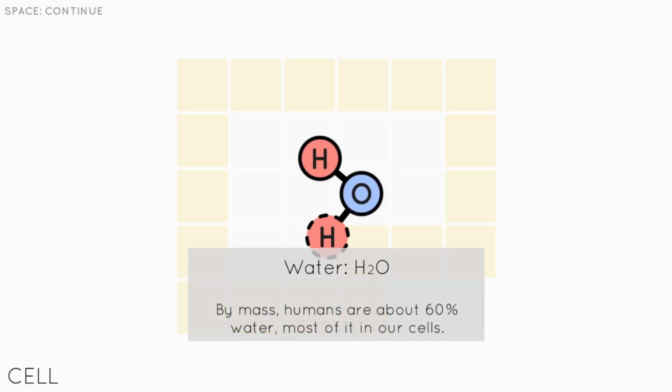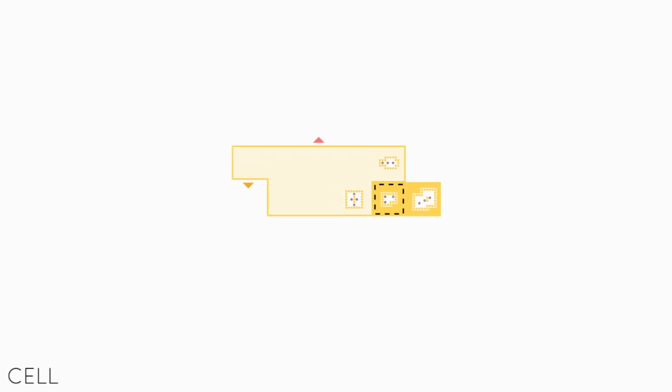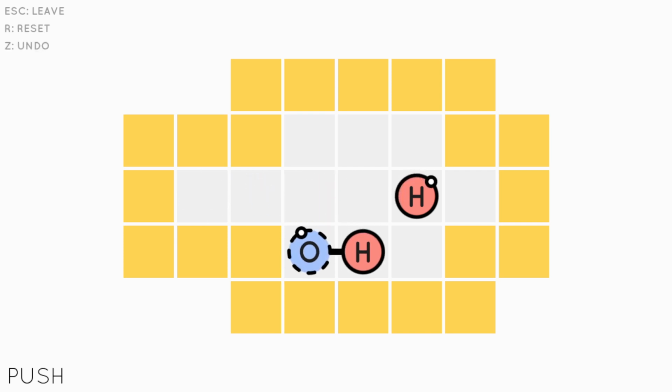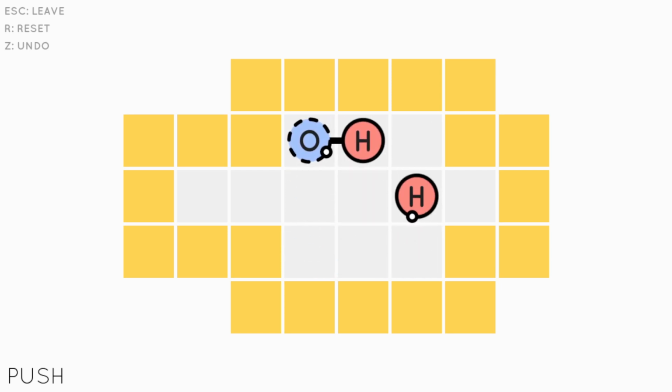By mass, humans are about 60% water, most of it in our cells. Oh, this level is called cell. Let's go. Alright, so we have a choice now. Let's say push. So now I'm acting as the oxygen molecule. Right, so each of those orbiting electrons basically indicates a possible bond to form with another element. So in this case, oxygen can form 2 bonds, while hydrogens can only form 1 bond each. Doing that is forced, but I can push stuff around like this. So that is basically what they want me to do.